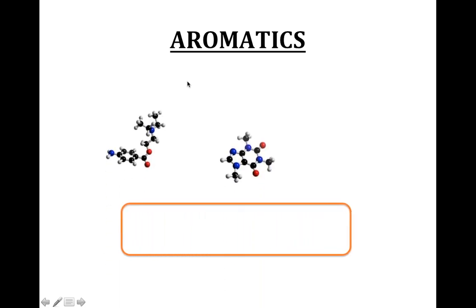How about these? Those look pretty easy. Well, I kind of lied. That's way more exotic than what we're going to worry about in Chemistry 11. So that's it for aromatics in this PowerPoint.